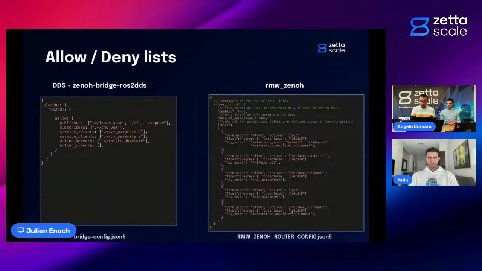For actions, we just need to allow the declaration of queryable for the action server on the rotate absolute actions, and then use a wildcard to say cancel goal, send goal, get result, and so on. And again, this is quite important because it allows us to do some form of access control that can be security related, but also can control the level of data that you spread in the system.